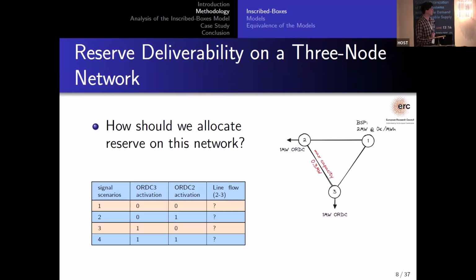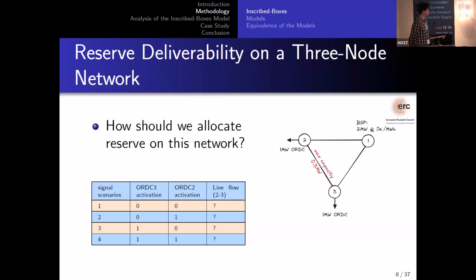One who might not be in this room, because we are all very great, would probably say that the worst scenario of activations of reserve is if both reserve demands activate. In this case, we're going to see a flow of 1 megawatt from node 1 to node 2, and a flow of 1 megawatt from node 1 to node 3. If this was always the case for the demand activations, this would pose no problem to our network.